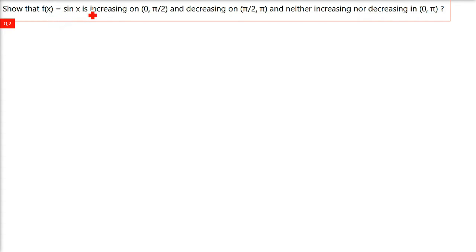Show that the function f(x) = sin x is increasing on 0 to pi by 2 and decreasing on pi by 2 to pi, and neither increasing nor decreasing on 0 to pi. That is, from 0 to 90 degrees it is increasing, and from 90 degrees to 180 degrees it is decreasing. So 0 to pi is 0 to 180 degrees. I'll give the answer to the second part first.